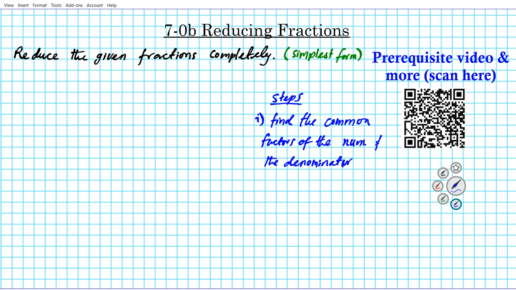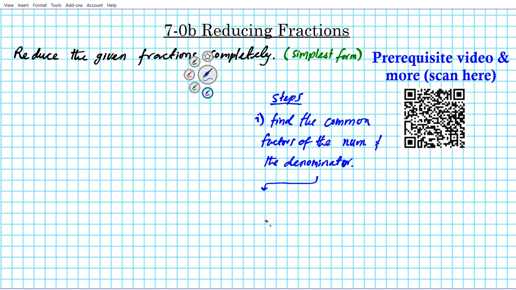After you find the common factors of the numerator and the denominator, you're going to proceed to use the common factors to reduce the given fraction. If you don't know how to find the common factors, then you want to review the prerequisite lesson by scanning this QR code right here. Now step two, there are two different ways you can do this. One is fast and a little bit more difficult, and the other is slow but is much more straightforward. I'm going to go over both methods, and depending on the level of complexity of the problem, one could be better than the other.